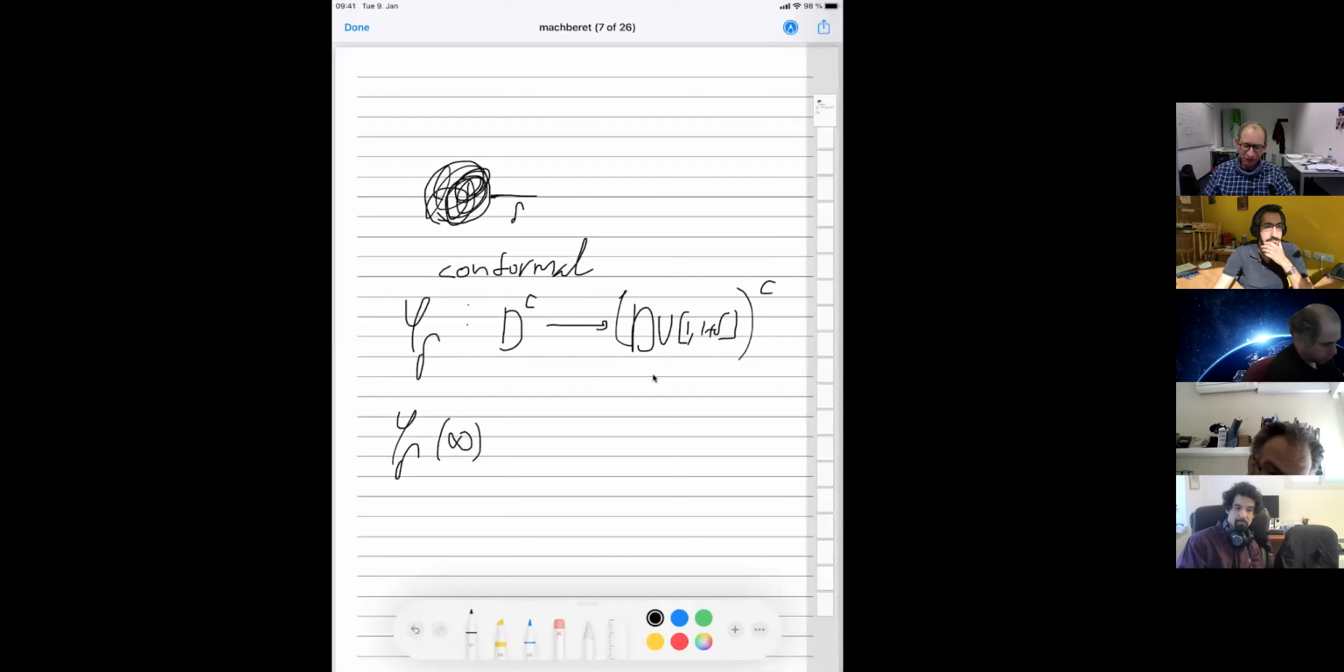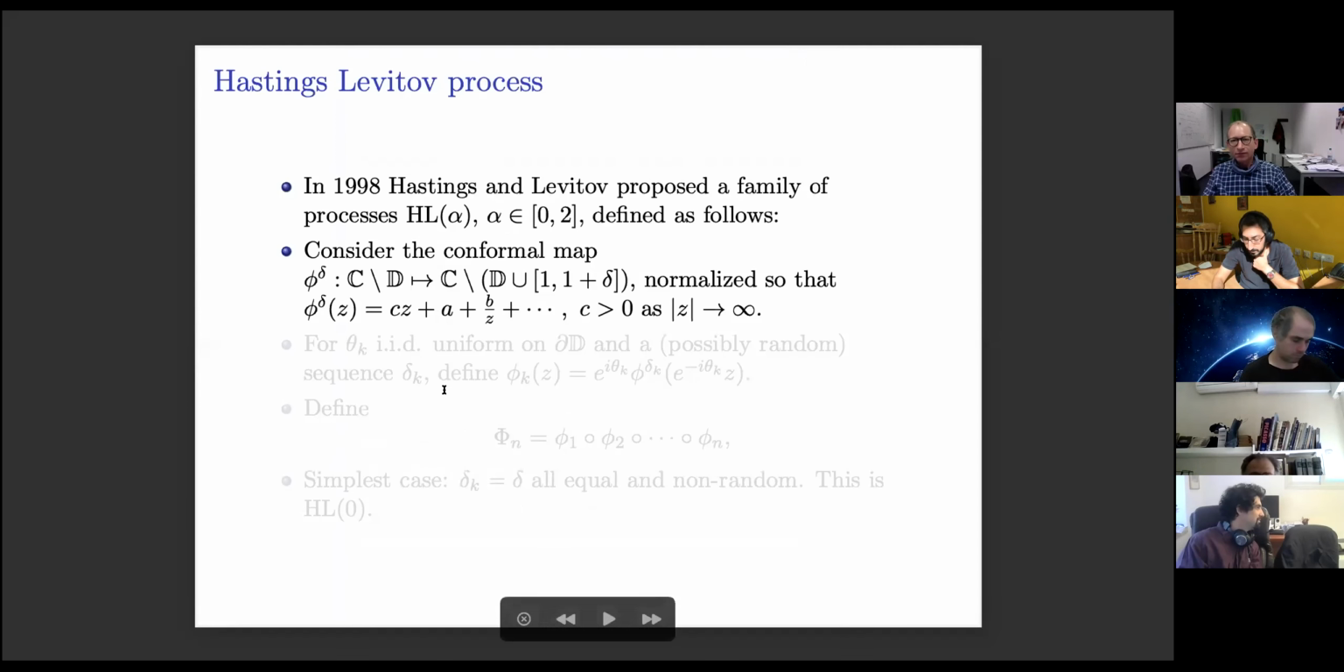So there are a few degrees of freedom in choosing a conformal map. So infinity should go to infinity, and the derivative at infinity should be a positive real number. So with these two requirements, we're now setting exactly what the conformal map is. So it's a conformal map that just adds a little interval to the unit disk. So that's phi delta.